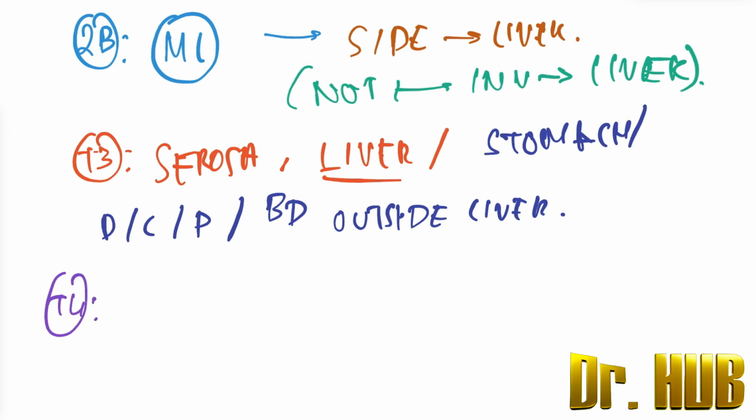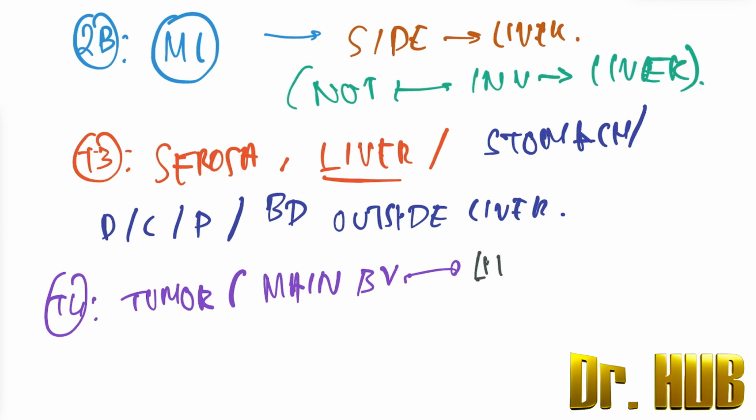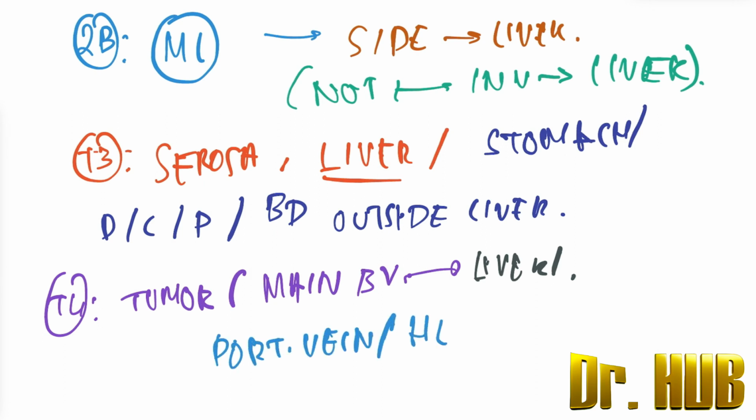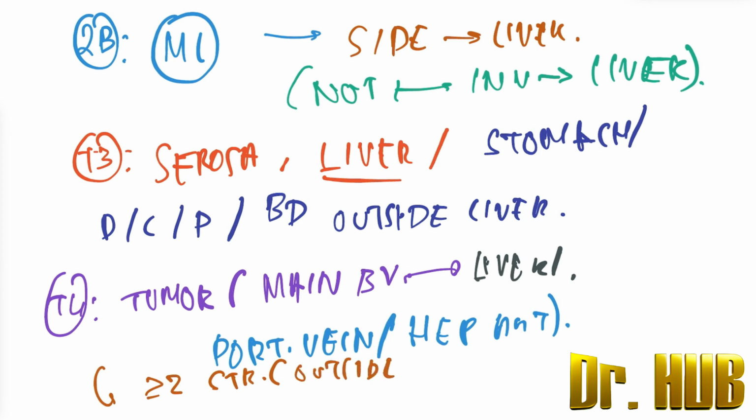Next is the T4. T4 indicates that the tumor invades the main blood vessels, the BV, and it leads into the liver. So there is involvement of the portal vein or the hepatic artery, or it has grown into 2 or more structures outside the liver.